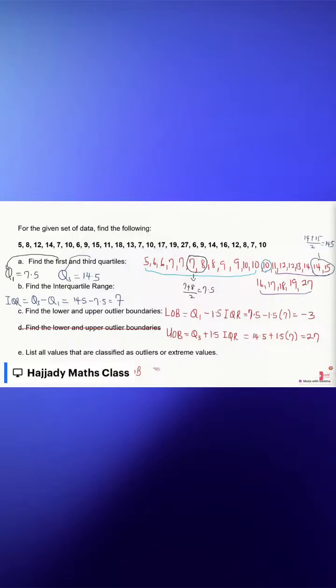And for the UOB, which should be 25, do we have any values greater than 25? Yes. And what is the value? We have 27 to be greater. So the outlier is going to be 27.